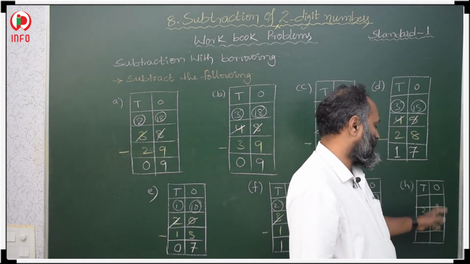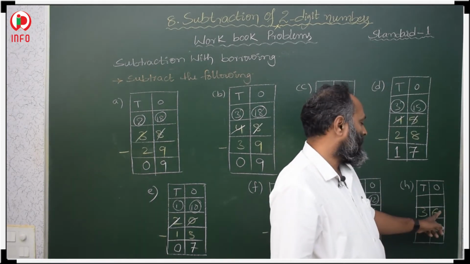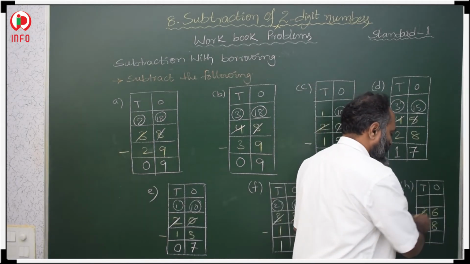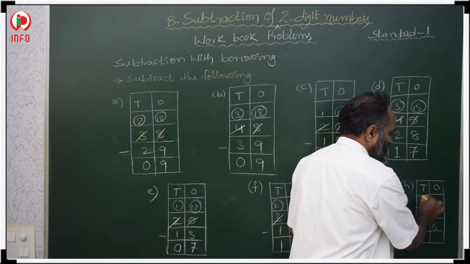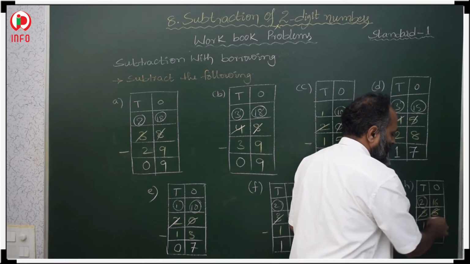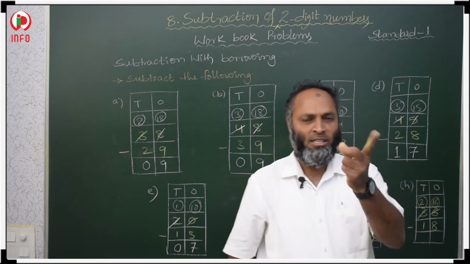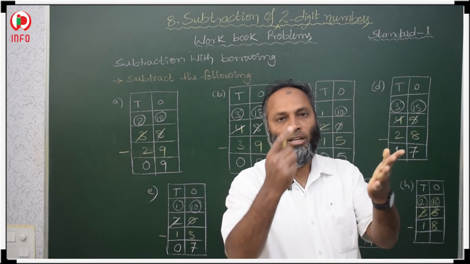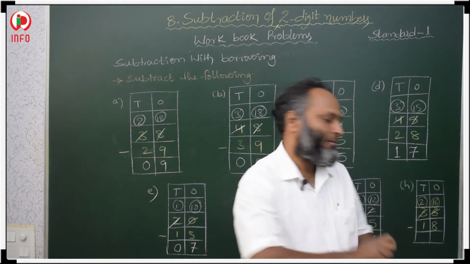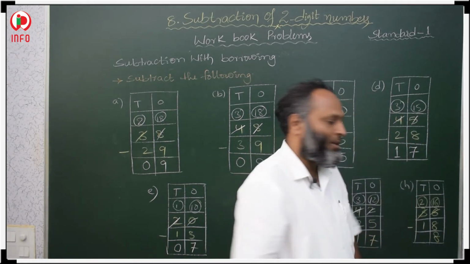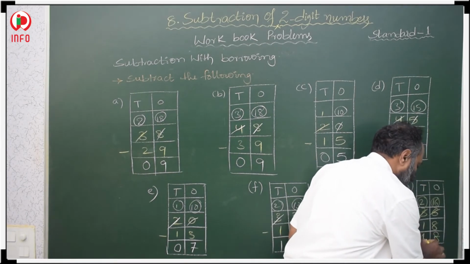And again here, 18 we have to subtract from 36. So, first we subtract the ones column. 6 is less than 8. Borrow 1 ten. Here it is 2. Here you will get 16. 10 plus 6, 16. So, from 9 to 16 we have to count. 9, 10, 11, 12, 13, 14, 15, 16. It is 8. 2 minus 1 is 1. The difference is 18. Okay.